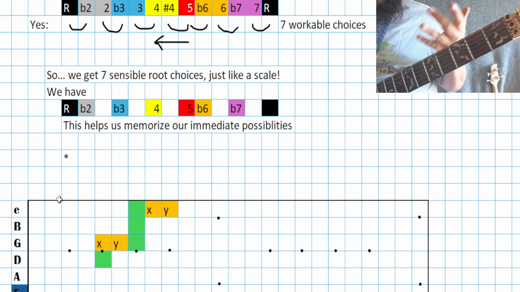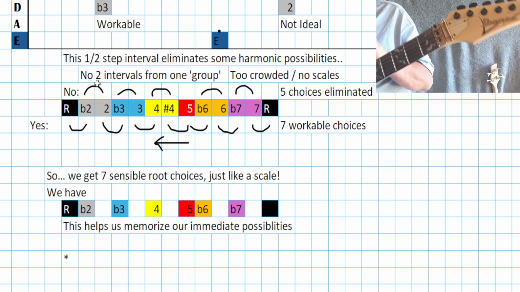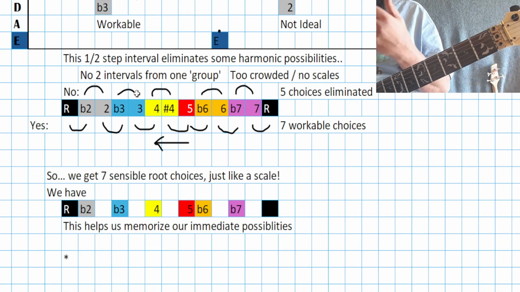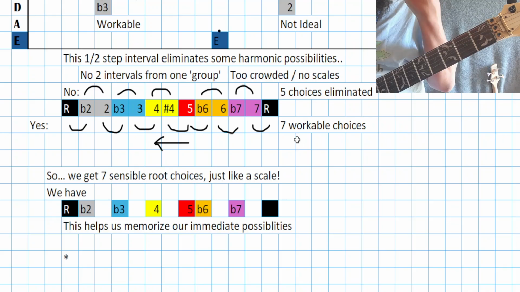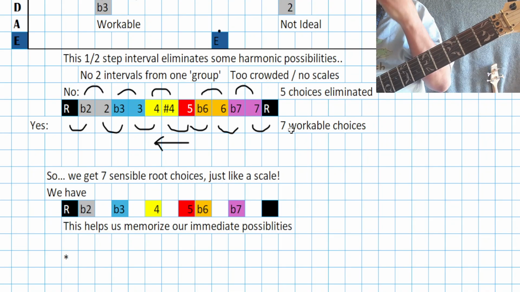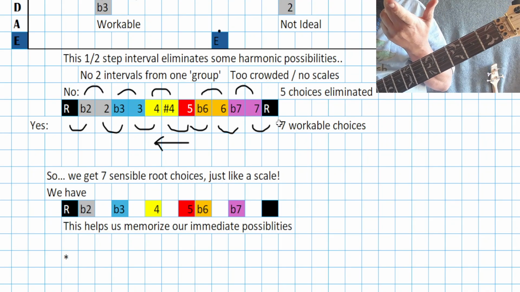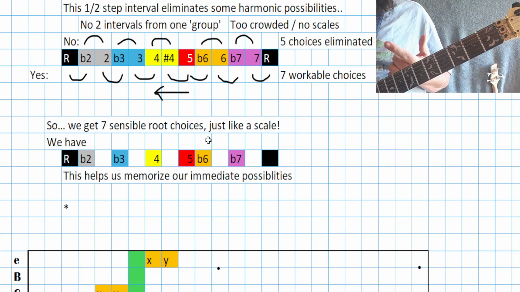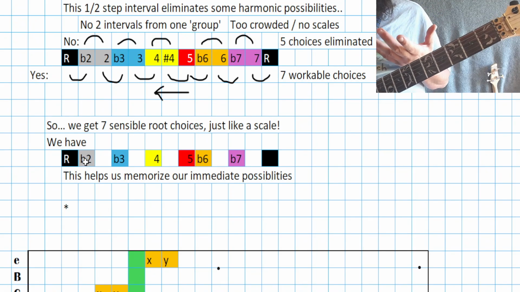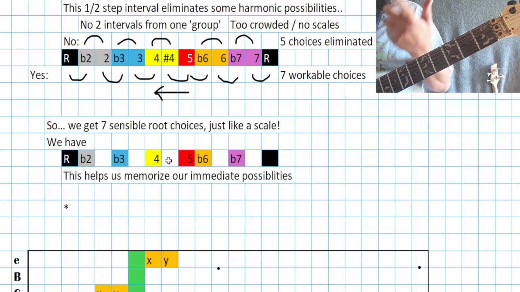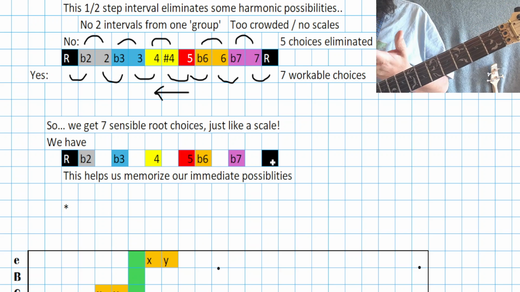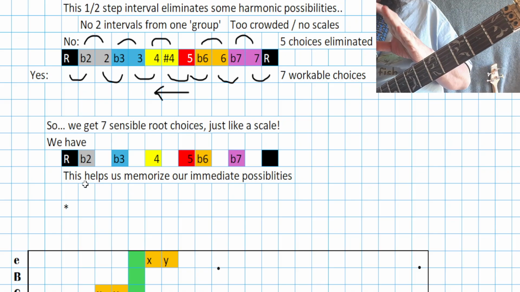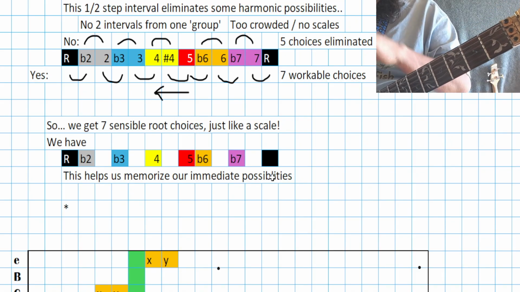So what that does is it gives us, this is where we look at the math here, 5 choices are now eliminated. If we take 5 out of 12, that leaves us 7 choices. Hey, 7 choices, wouldn't that work like a scale? Let's see, what are our choices? Here we get 7 sensible root choices, and what do you know? We got one from the 2, one from the 3, we have a 4, a 5, a 6, a 7, and back to the root. That's like a scale. And this helps us memorize our immediate possibilities.